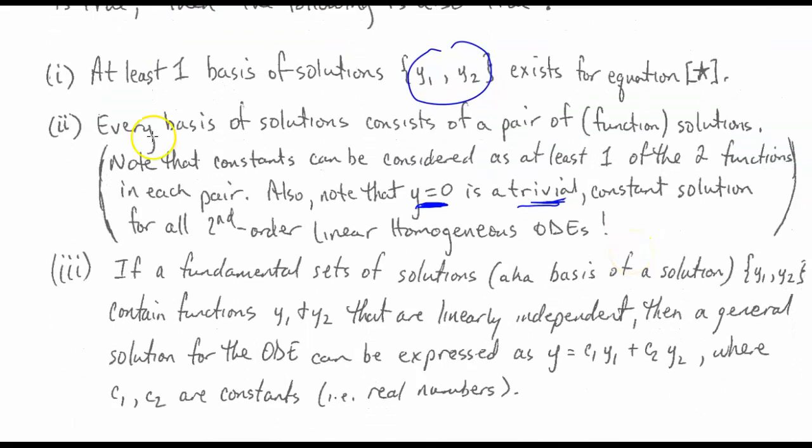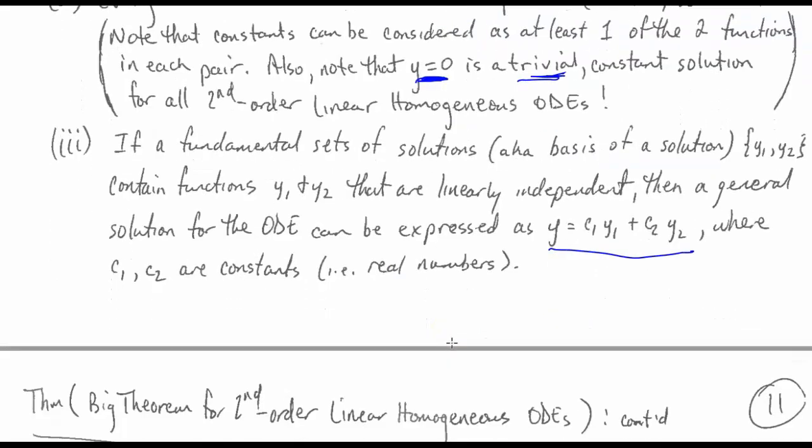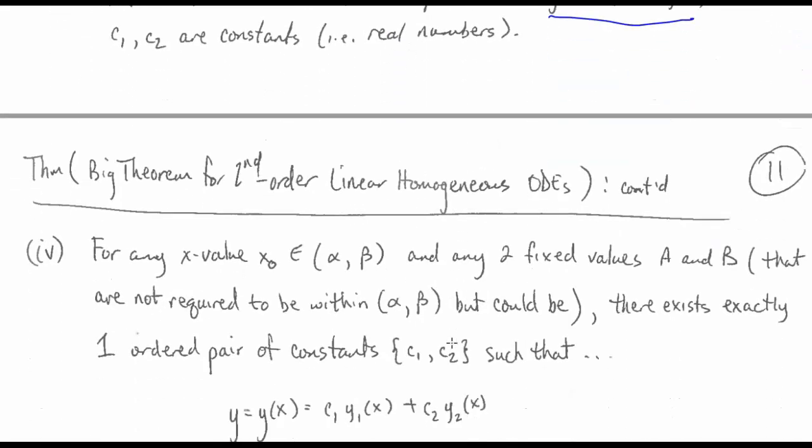All right, so the third topic: if a fundamental set of solutions, aka basis of solutions, contains y1 and y2 that are linearly independent, then that means that the general solution can be expressed as a linear combination of those two functions that are in our basis. And of course, C1 and C2 will be real numbers.